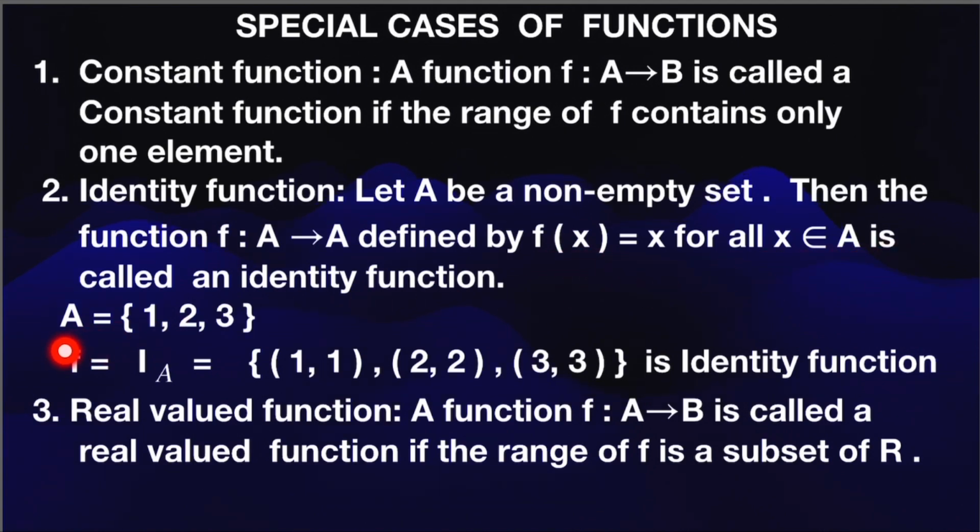So here example, A is equal to {1, 2, 3}. So identity function of A is the set where the image of the first element will be the same element. So here the image of 1 is 1, the image of 2 is also 2, the image of 3 is also 3. So this kind of function is called an identity function. Real valued function: a function f from A to B is called a real valued function if the range of f is a subset of R.